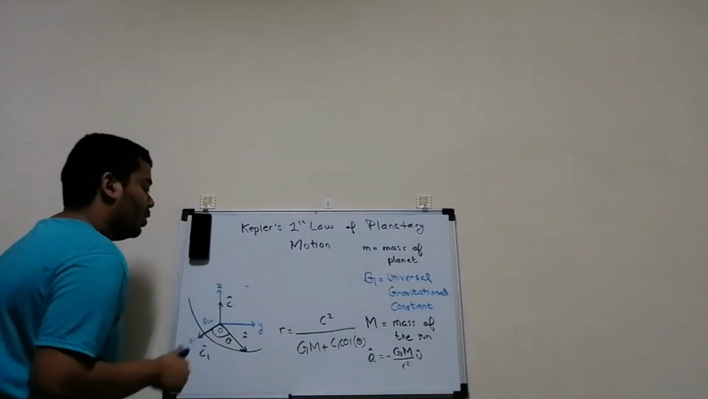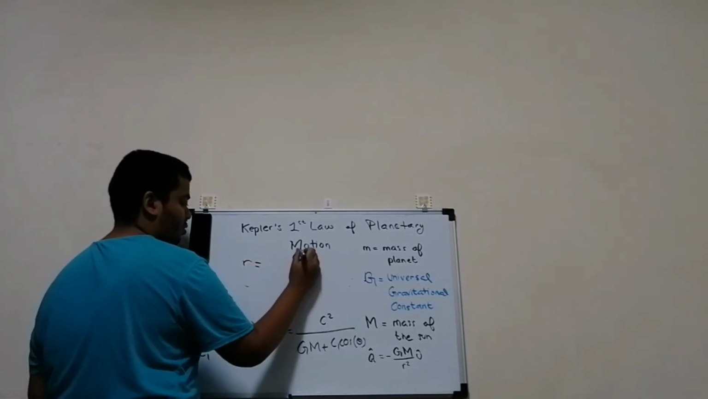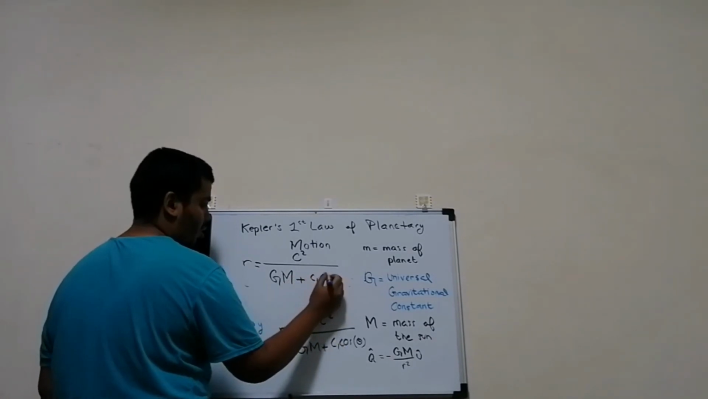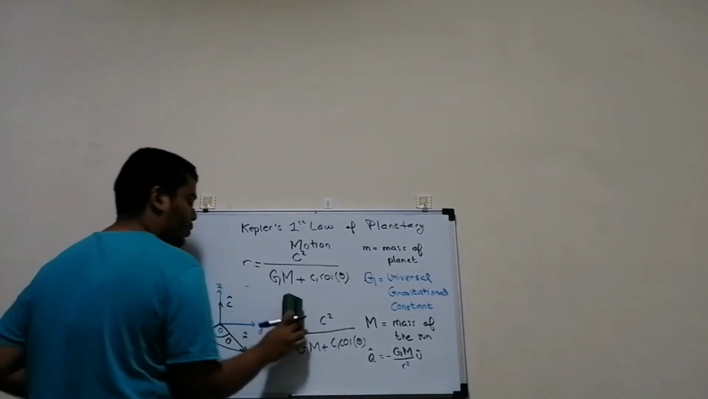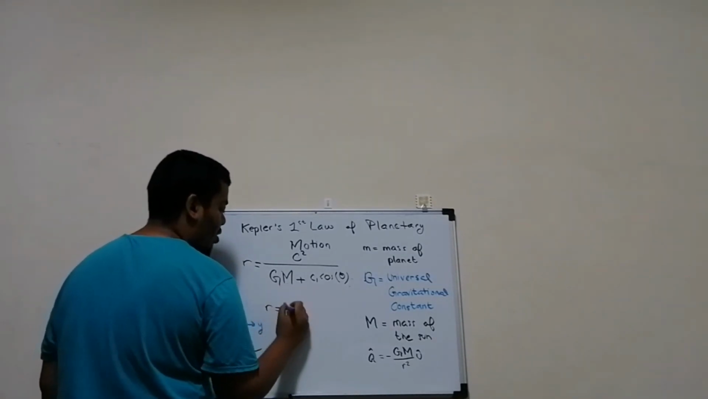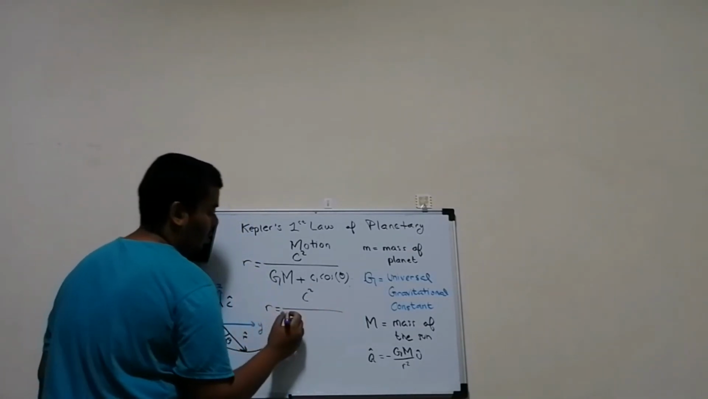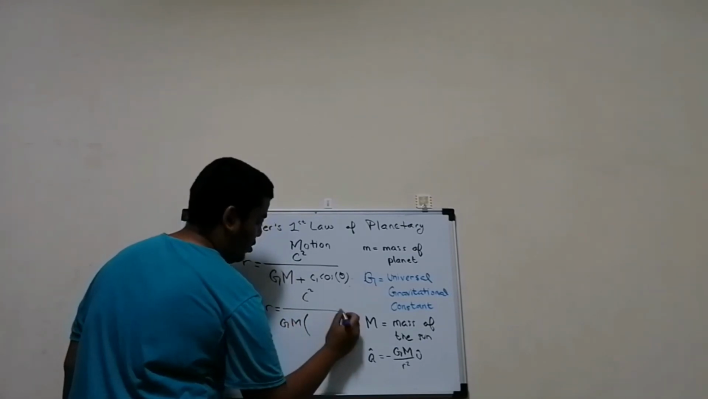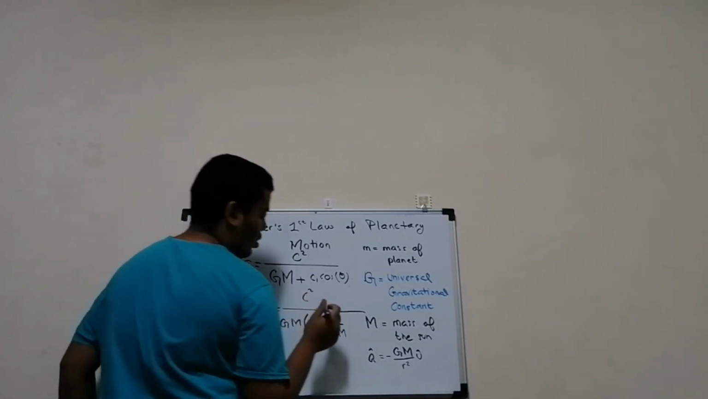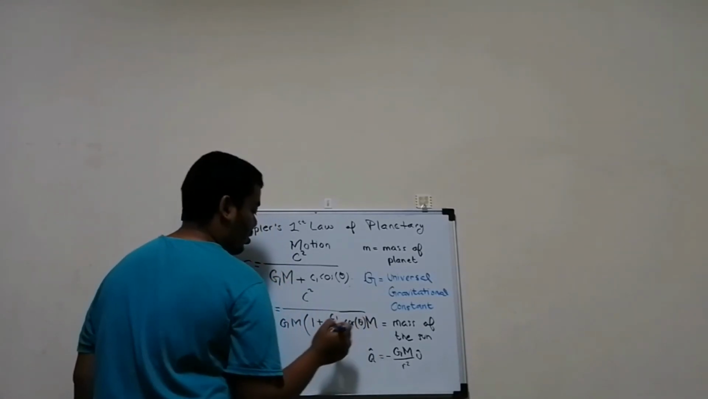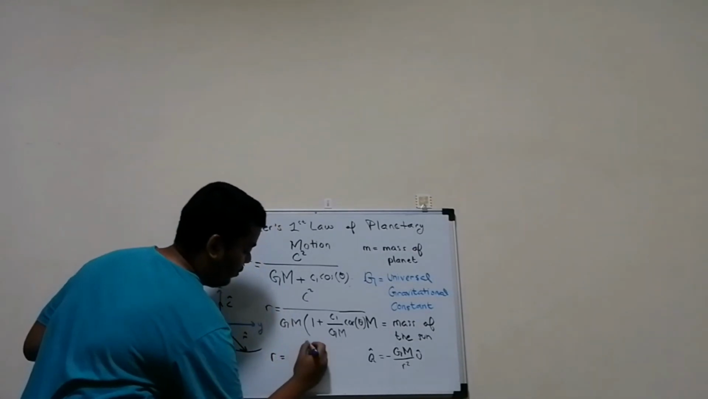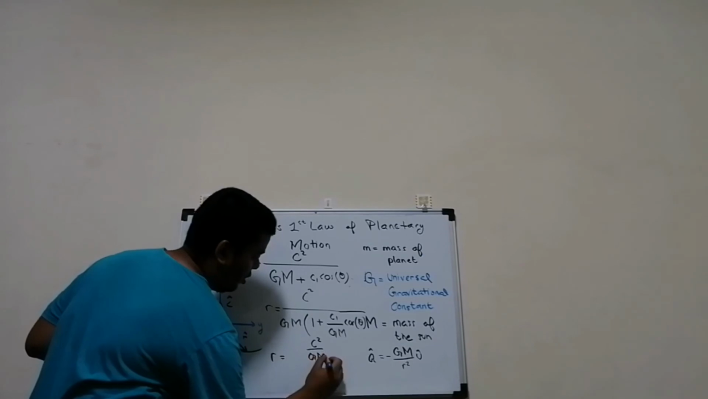Let me write down this formula on the top. Let's say I take GM common outside on the denominator. So I will be left with GM into 1 plus C1 over GM cos theta. Now this GM can go on the top: C square over GM.